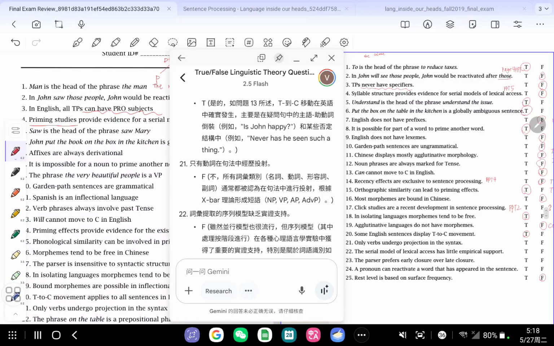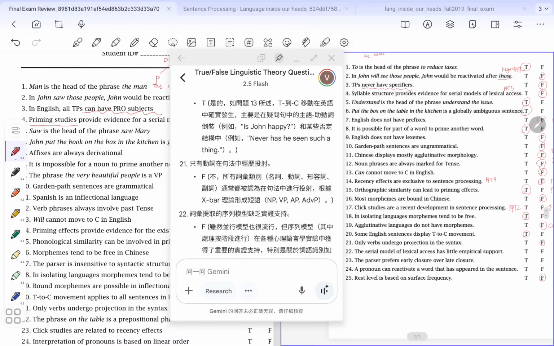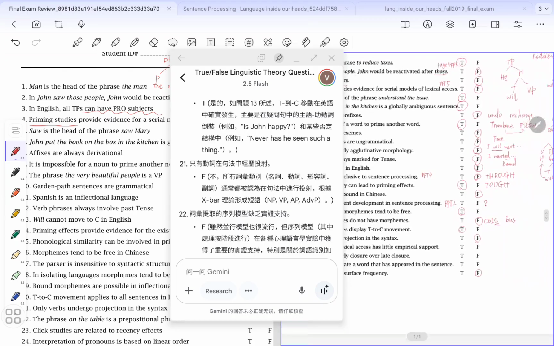21. Only verbs undergo projection in the syntax. True or false? True, anybody? No? False. I see a couple of falses. Yeah, that's false. Basically, all heads undergo projection. If you have a head, it projects. It's not only verbs. In this one here, for example, if he will do it, remember this, there's a C head and the C head projects. If this cannot project, it's a rare phrase. Remember this: if it is by myself, he will do it. This if means the TP.